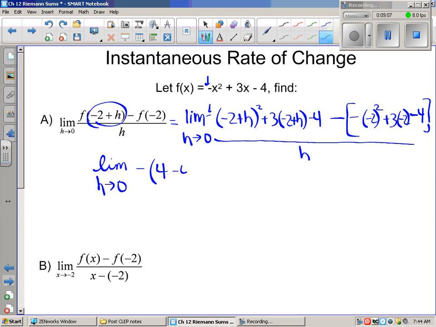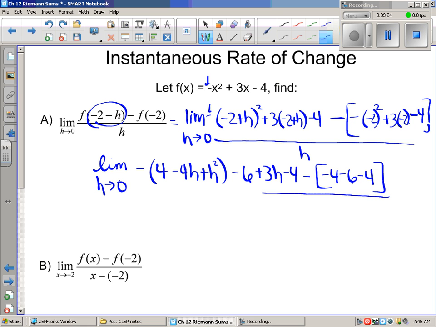That would give me minus 4h plus h squared minus 6 plus 3h minus 4. I'm just going to keep on going, minus. And then inside this whole thing, I would have negative 4 minus 6 minus 4 all over h. Now we just got to keep simplifying, right? So here I've got negative 4 plus 4h minus h squared minus 6 plus 3h minus 4.